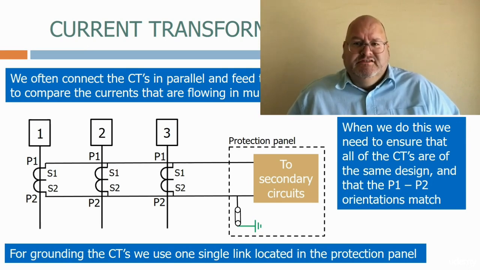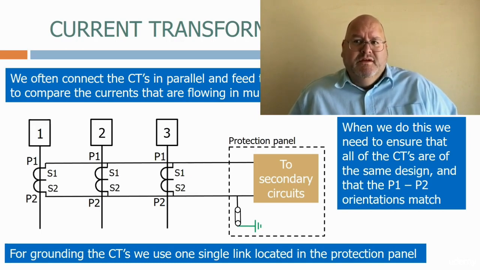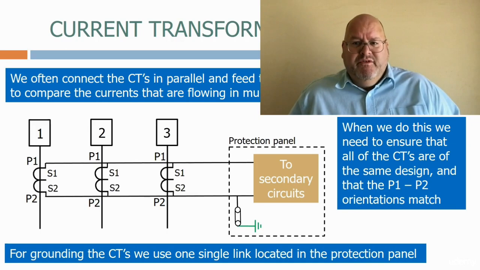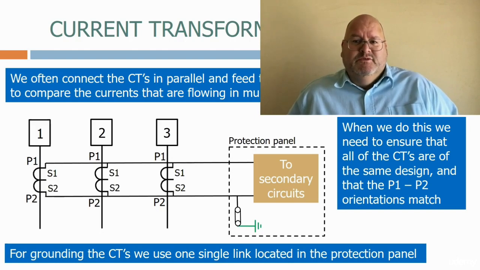When we parallel CTs, it is very important that their characteristics, i.e. ratio, knee point voltage, accuracy, and resistance, are closely matched. Otherwise, we will get output differences between them that may lead to the protection systems maloperating. This can be a big issue when we are adding a new feeder onto an existing substation, where we need to match with CTs that may have been designed 30 years ago.